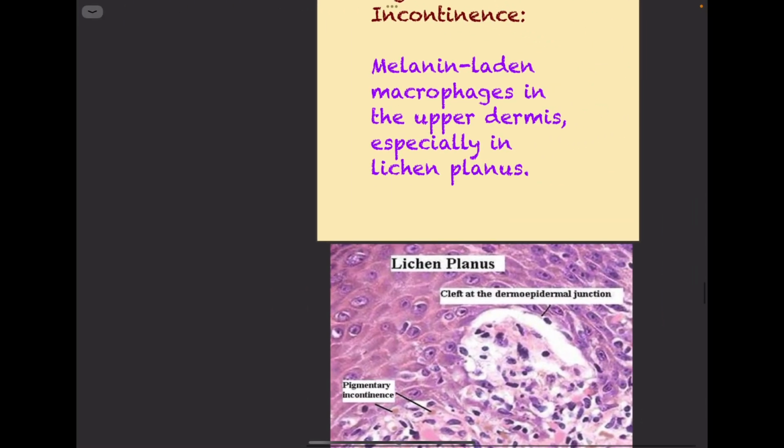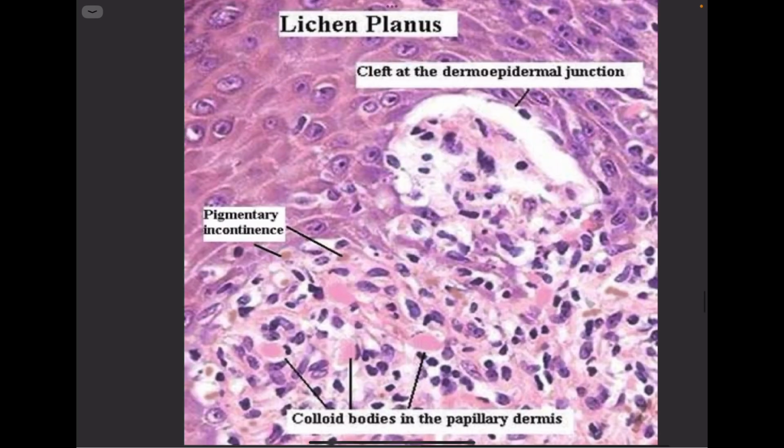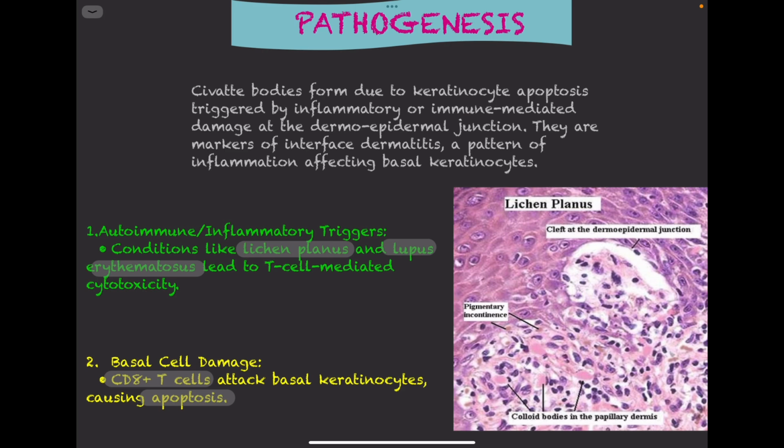Our next condition is lichen planus, right? So here you can appreciate a predominant cleft at the dermo-epidermo junction, and also there are some melanin laden cells which are present over here, and these are your colloid bodies or your civet bodies which are present in the papillary dermis itself. Okay, as discussed previously. Now let's discuss the pathogenesis for your civet bodies. As we have mentioned previously also in the definition itself, these are your basal keratinocytes undergoing programmed type of cell death which is immune mediated, right? And this is pronounced at your dermo-epidermo junction. So basically these are markers of your interface dermatitis.